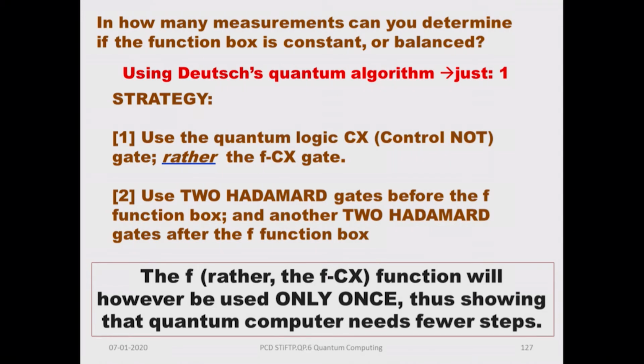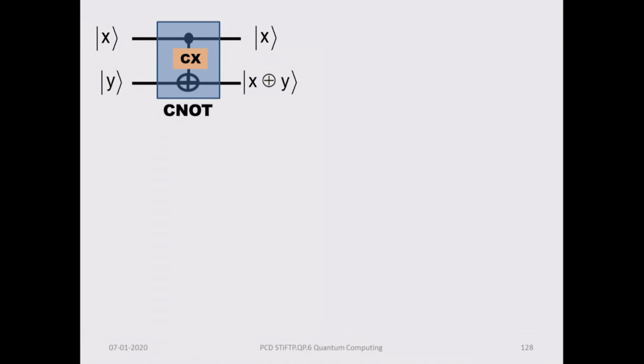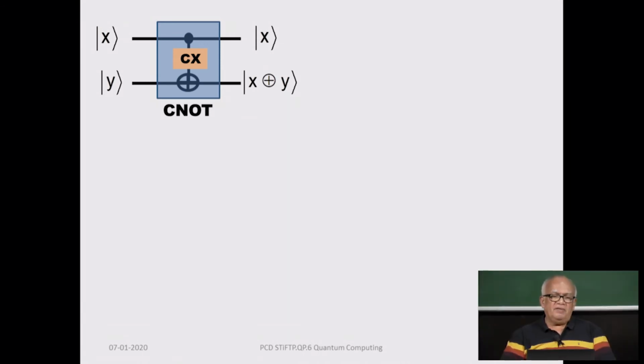But the black box, which is a function box, must not be used more than once. So, this is what we are going to work on. We have seen what a control NOT gate does. Now you see that the control NOT gate inputs x, y and the output is x and then x XOR y, right. You had the exclusive OR operation in the control NOT. That is what is represented here by that plus in a circle symbol.